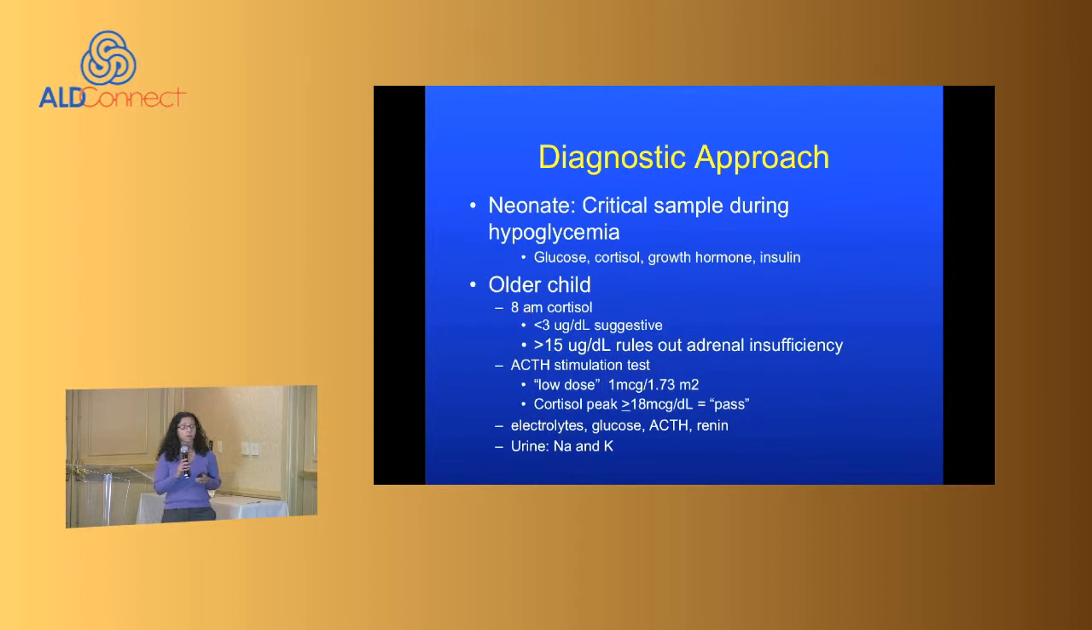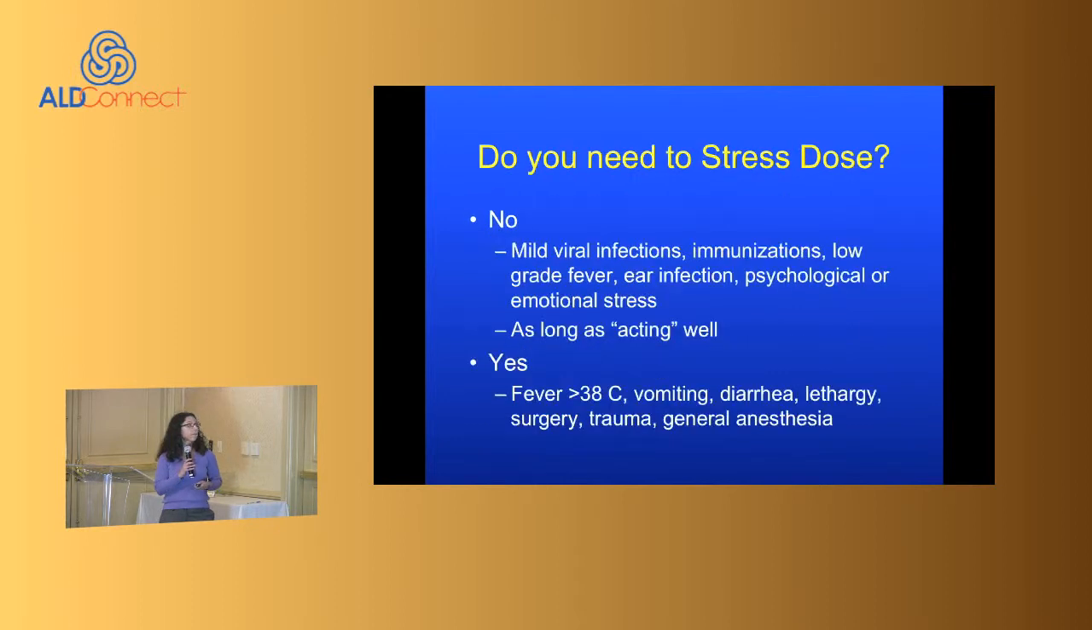In an older child, we would start with just getting a morning cortisol at about 8 o'clock. If that level is less than 3, it's very suspicious. If it's greater than 15, it's highly unlikely, but most of the time we get an indeterminate value. And that's when we have to do what we call the ACTH stimulation testing, where we actually can give ACTH and watch and see what the adrenal response is. At the same time, we'll also be getting electrolytes, glucose, plasma renin activity, and we can be looking at the urine for any salt wasting in the urine as well.